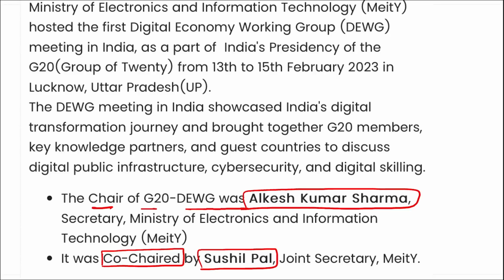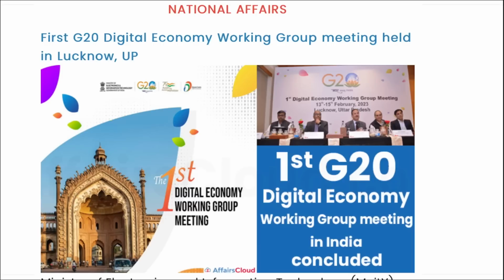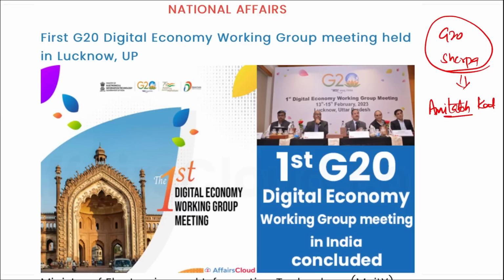Alright, during this 3-day meeting of the working group, the G20 members, guest countries and international organizations discussed 3 priority areas identified by India, such as digital public infrastructure, cyber security in digital economy and digital skilling. Apart from Vasudhaiva Kutumbakam, that is the theme that I mentioned, can you tell me what is the other theme also? It is also known as One Earth, One Family, One Future. And who is the G20 Sherpa? This question can also be asked, who is the G20 Sherpa? He will be Amitabh Kant. He is the G20 Sherpa.